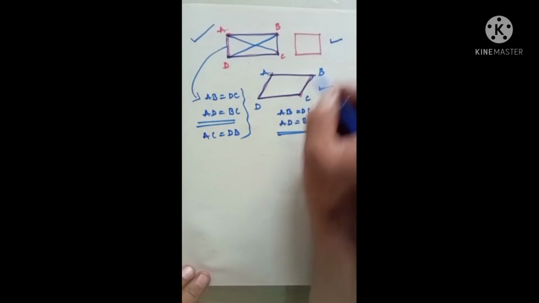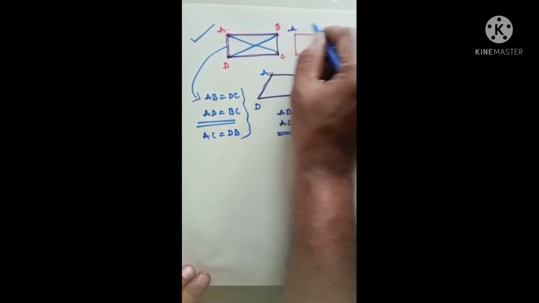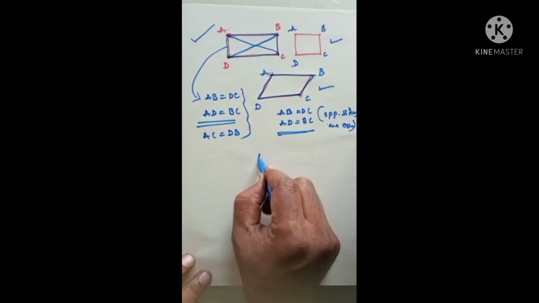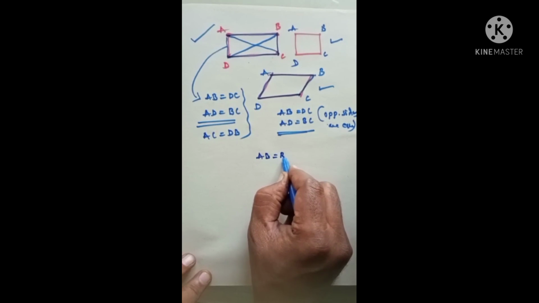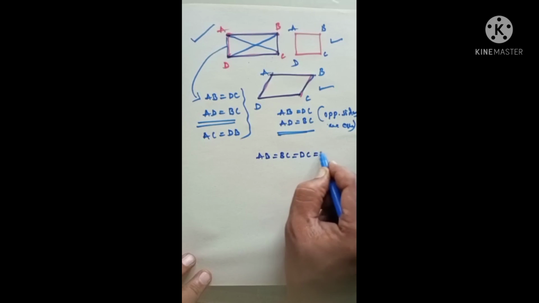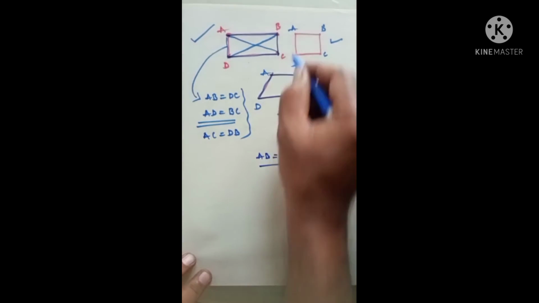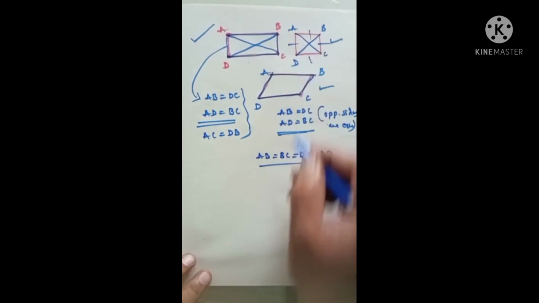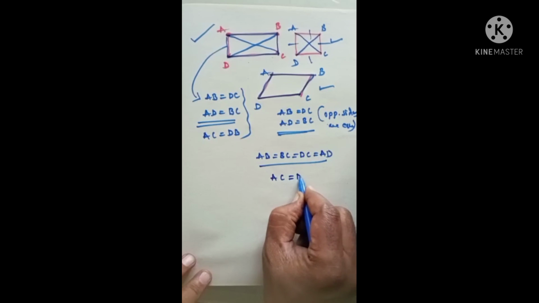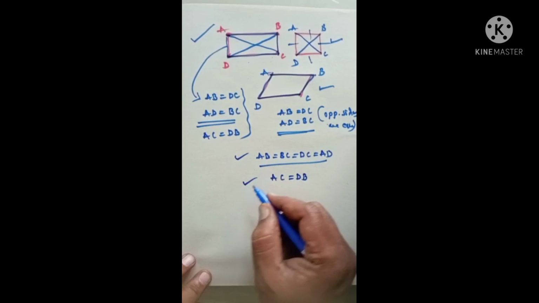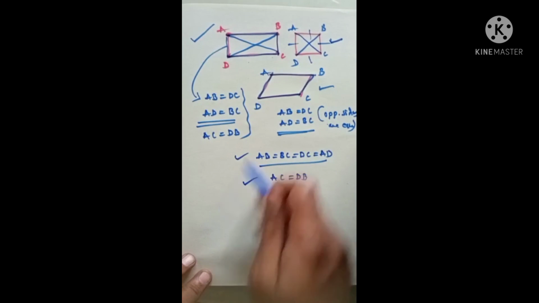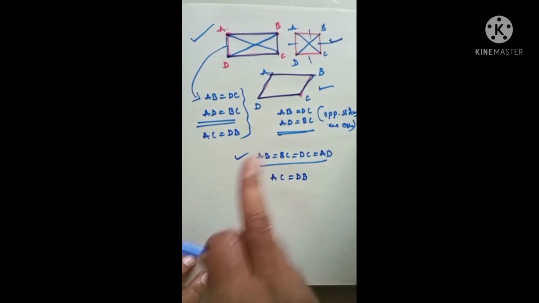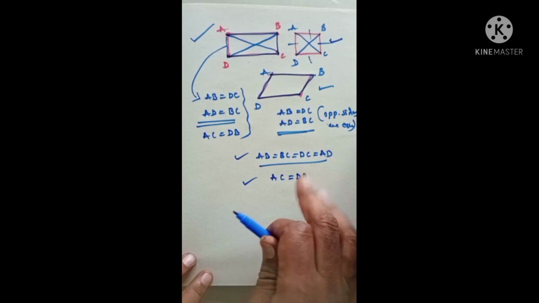For example, in the case of a square, say it is a square ABCD. What do you want to prove? You want to prove that all sides are equal. AB should be equal to BC, equal to DC, equal to AD. Means all four sides are equal. Then you want to prove that the diagonals are also equal, I mean AC should be equal to DB. So if you prove these two conditions, directly you can say that ABCD is a square. So all we are proving by using only the distance formula. These questions all come under the distance formula only.